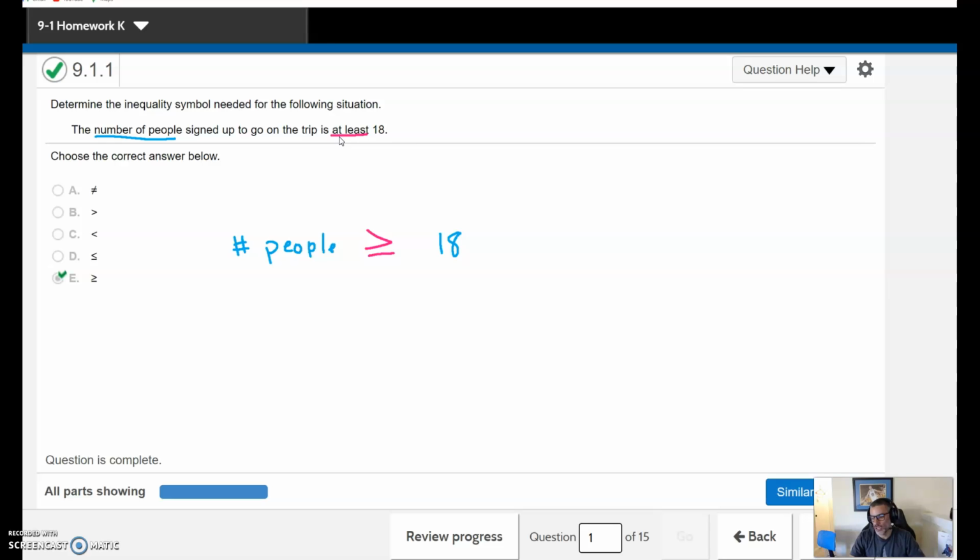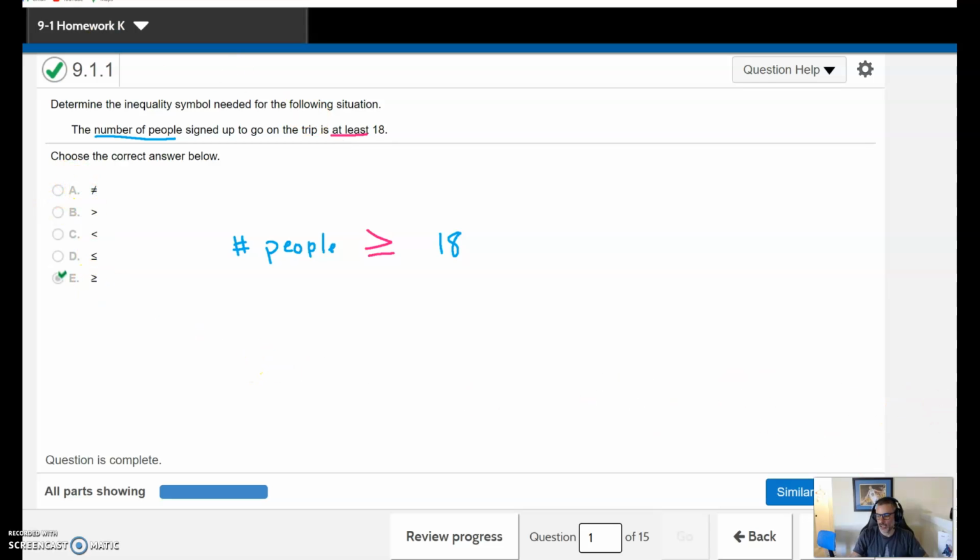You know, we need at least, at most, no more than, right? They're going to use all kinds of words like that. And so think to yourself, well, would this number work? Would this number work? And see what makes sense. And that will tell you which symbol you need to use.